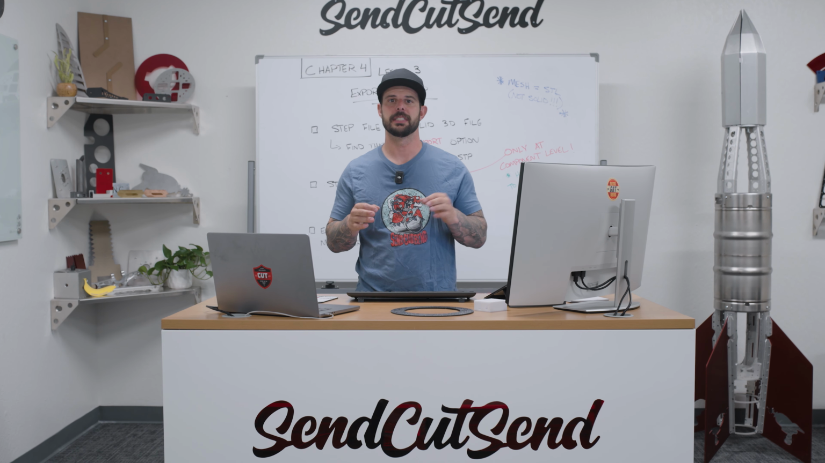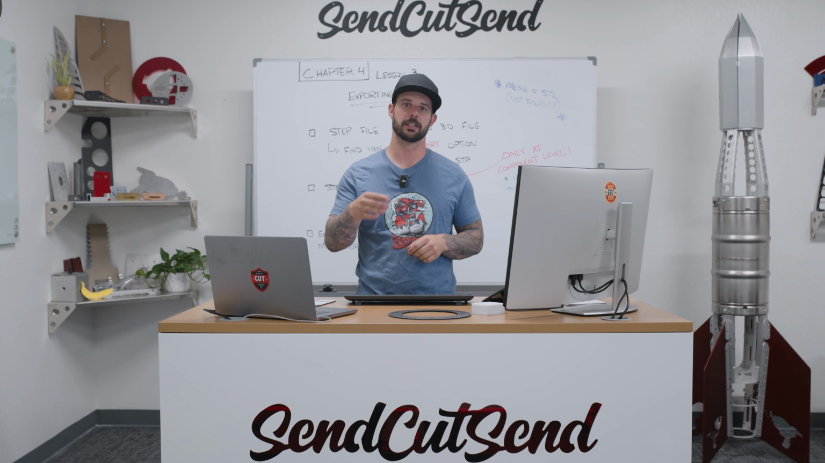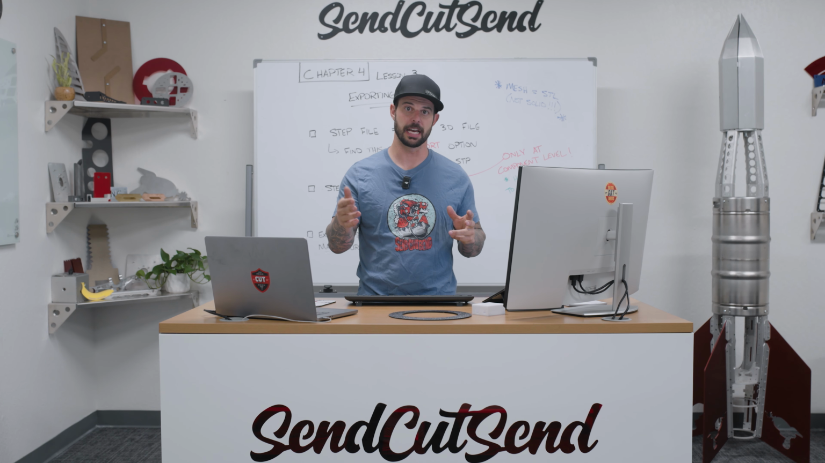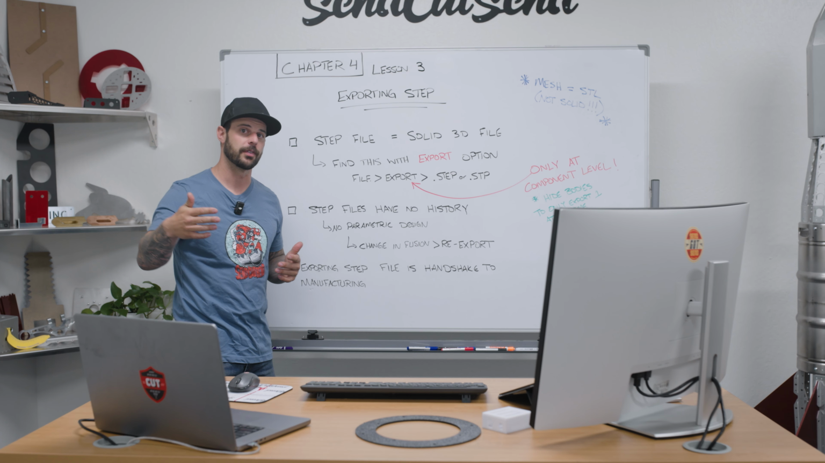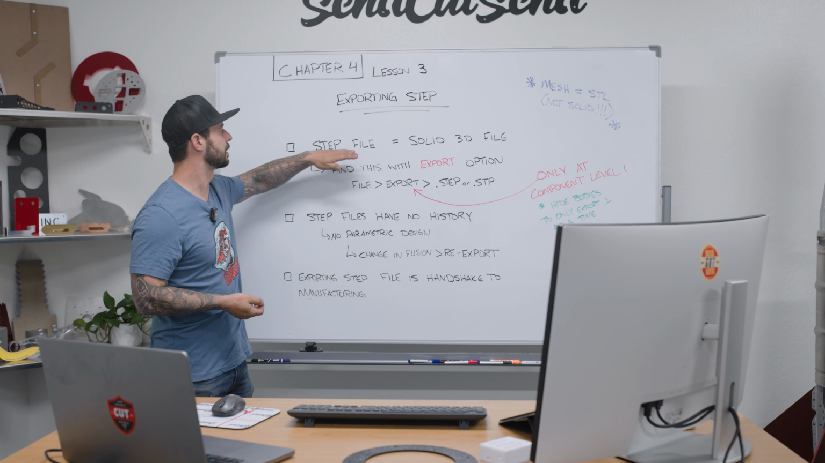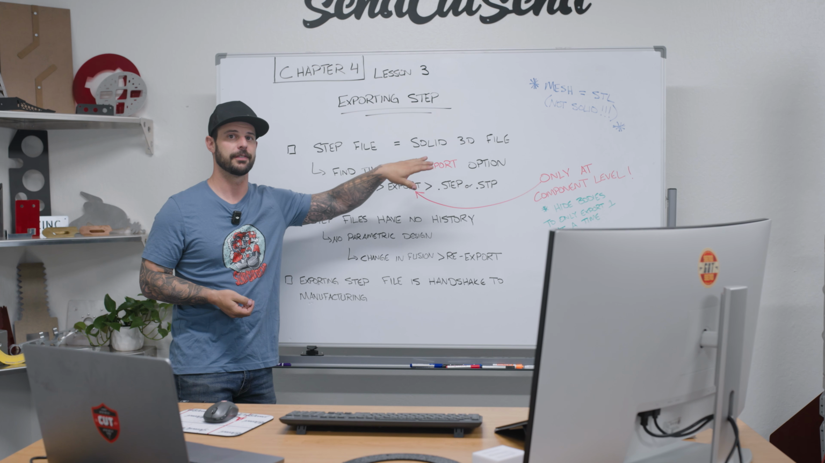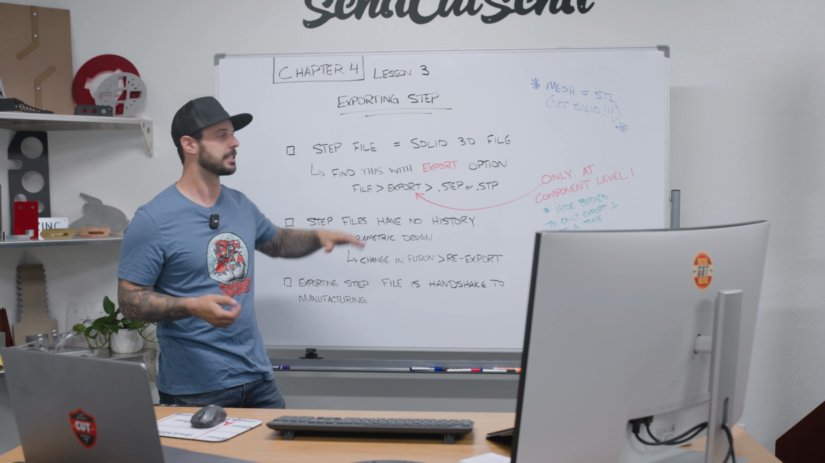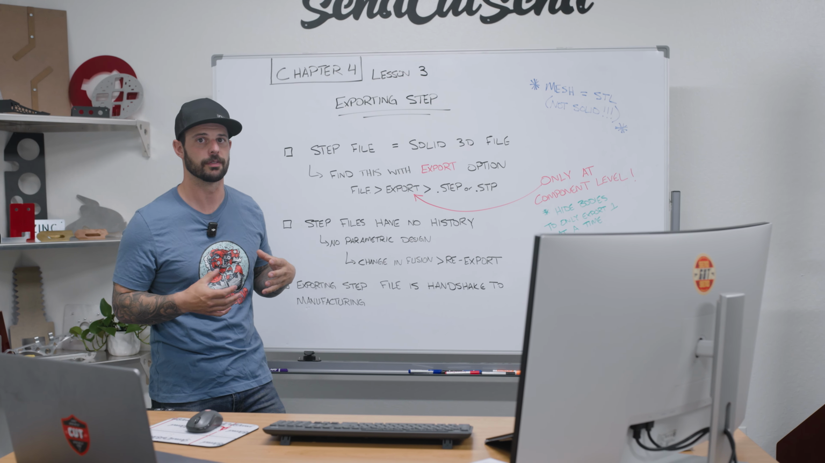In the last lesson, we detailed how to get those 2D vector files, or the DXFs, out of Fusion. Now we're going to talk about the 3D files. So if we come over here to the board, there's two big things that we need to remember from previous lessons. The first one is that step file equals 3D file. That's that solid body, and this is that universal file type that we're looking for.